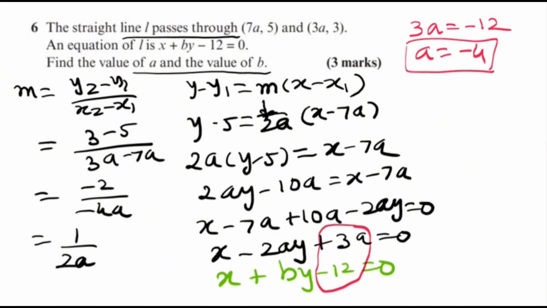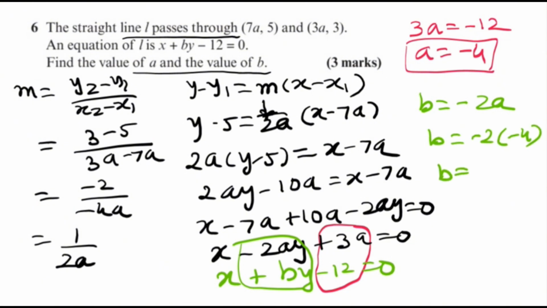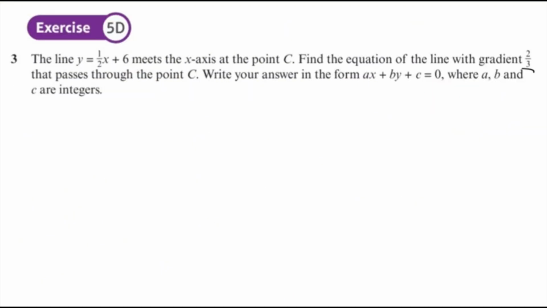Now how to get the value of b? When you equate these two equations, you can see b is equal to minus 2a. So b is equal to minus 2 times minus 4. So b will give you 8. So this is the value of b. So this way, by equating the equations, we can find the value of a and the value of b.